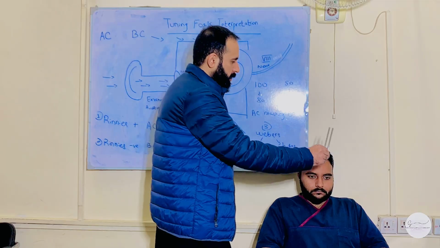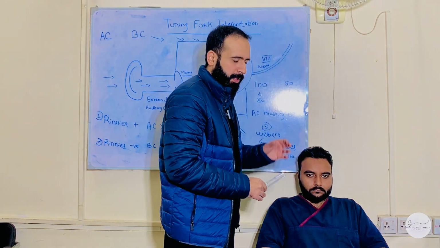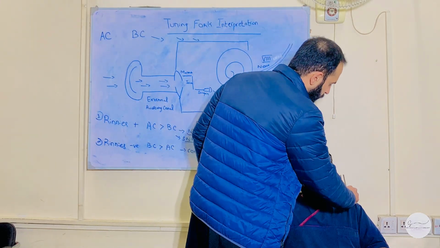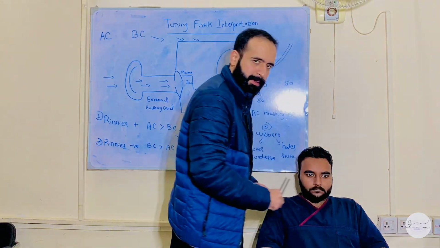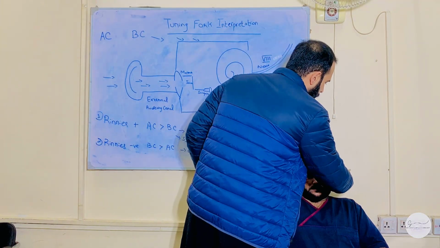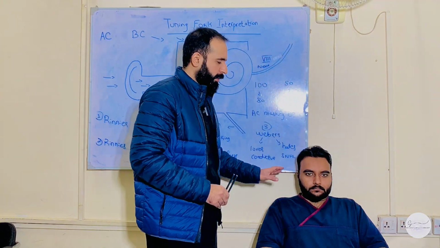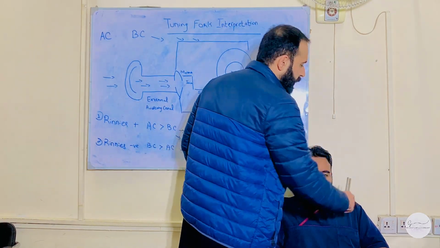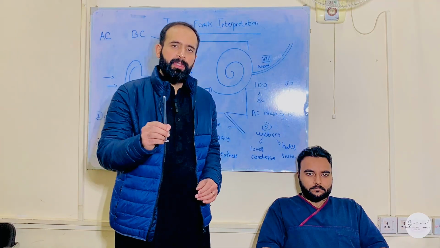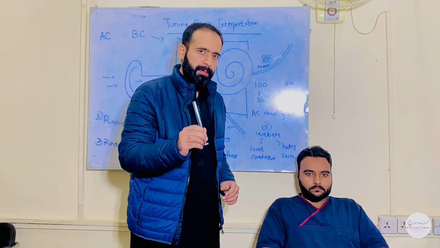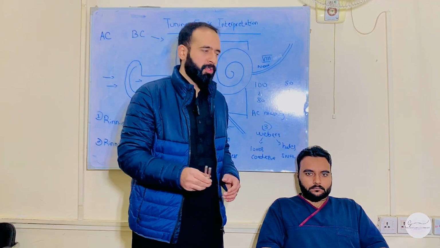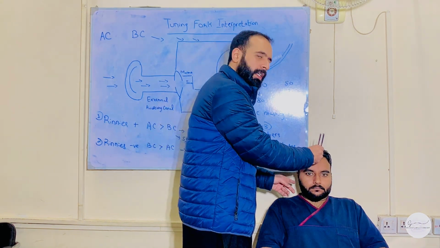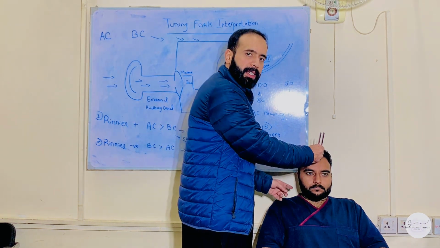I repeat the test on the left side. I strike the tuning fork. Patients say they can hear well in the front, but they cannot hear well at the back. So, Rennes was negative in the right ear and Rennes was positive in the left ear. I do the Webers now. Where should my Webers go? We have learned from our tuning fork principles that Webers should be coming towards the side with negative Rennes.